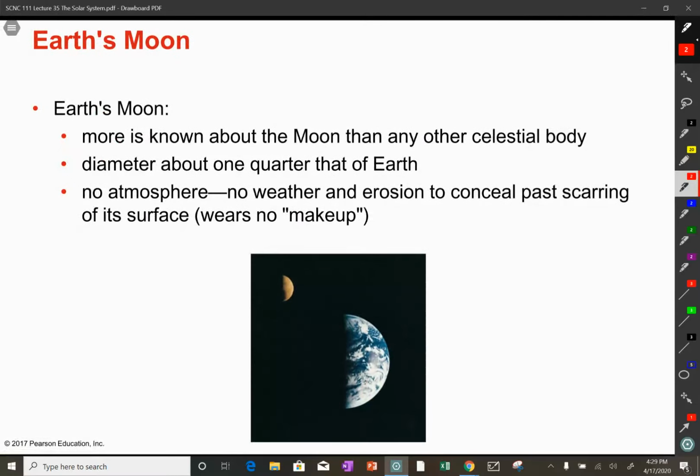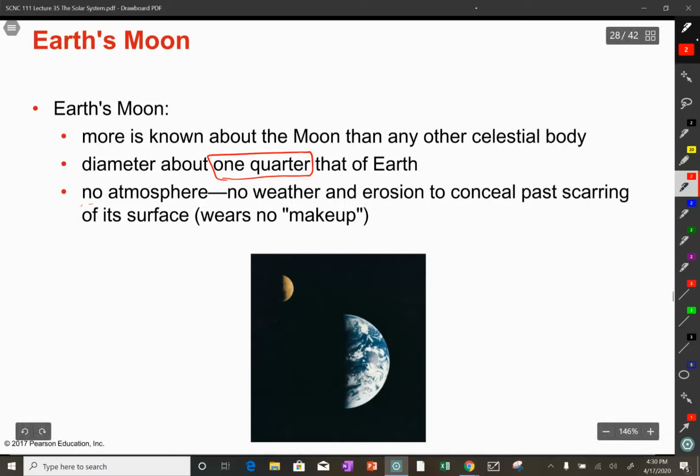Enough on planets. Let's talk about moons and end this lecture. So the Earth's moon. The Earth's moon, we've studied it quite a bit. Humans have been there. It's about 1/4 the diameter of the Earth. Very similar in size, as we said, to Mercury.